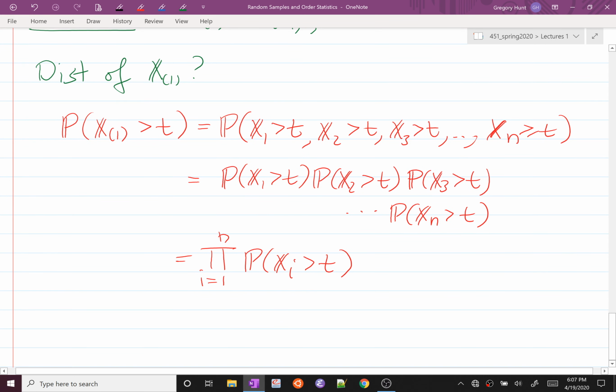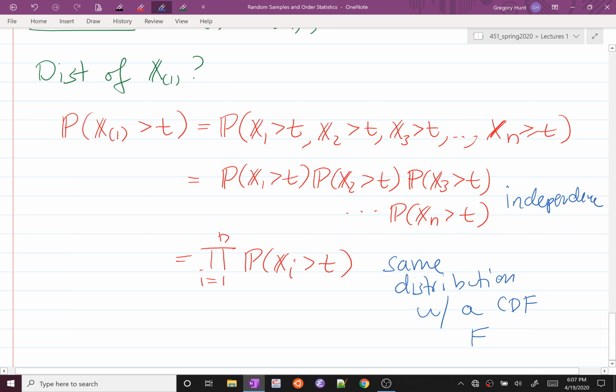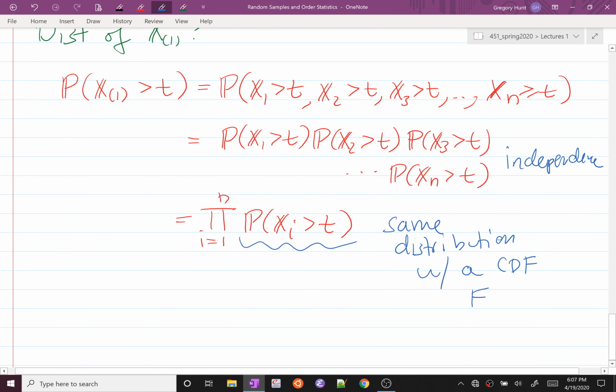Okay, now we assume, so this is independence, and they all have the same distribution, and they have some CDF, and let's call it capital F. The probability that x of i is bigger than or equal to t is 1 minus the CDF of x of i evaluated at t. It's 1 minus the probability it's less than or equal to t, and that is the CDF. And since all of them have the same distribution, they all have the same CDF F.